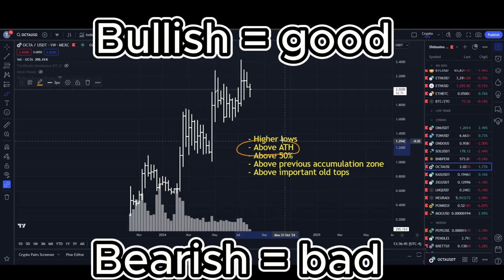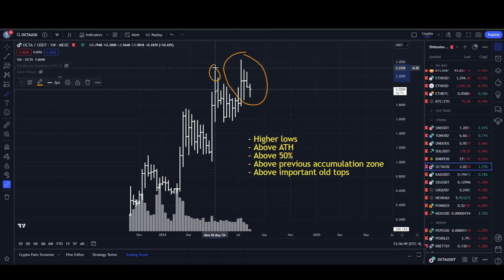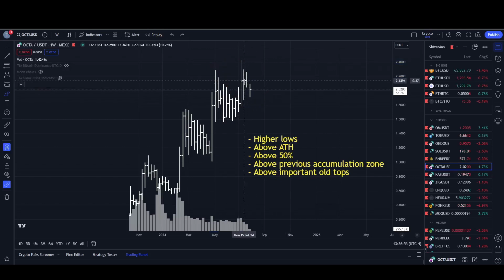Next, above all-time high. So again, this coin is in all-time high territory. It's very near its all-time highs here and here. So this is a bullish signal. It's not in all-time high, but it's very near. So that's good. Next, above 50%.